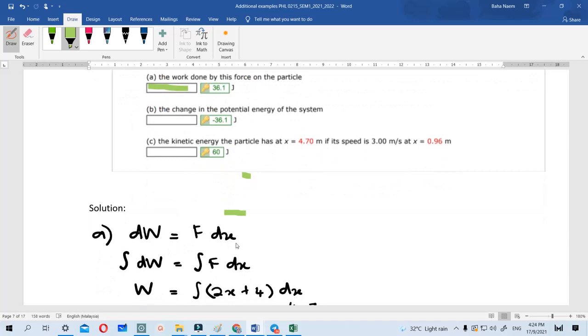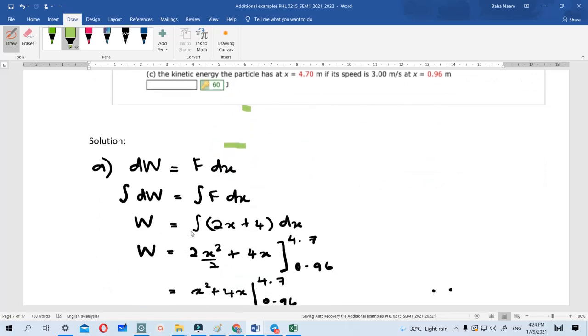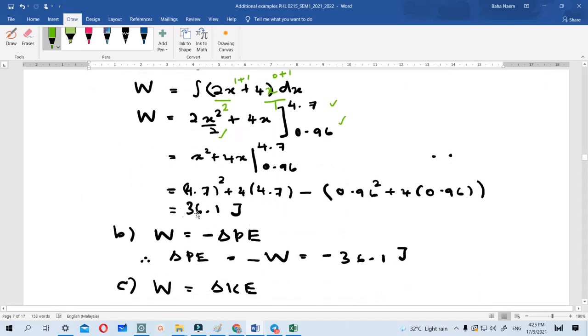So for the work by this force, using the concept of integration, we are going to integrate with respect to x. If you remember, the technique is the index just now: add 1 to the index, and the new index will be the divisor. So you arrive at this one, where the index is 0. Add 1, then divide by the new index, 1, so it becomes 4x. And then substitute the limits, and you will arrive at this answer.